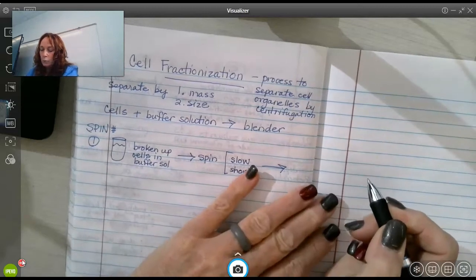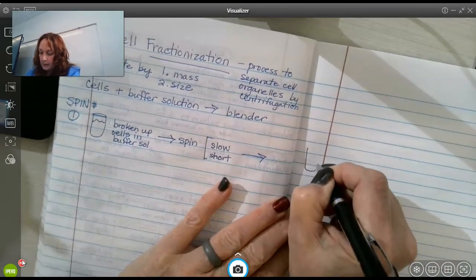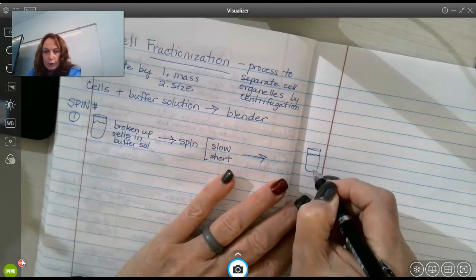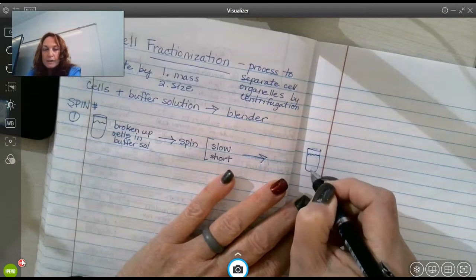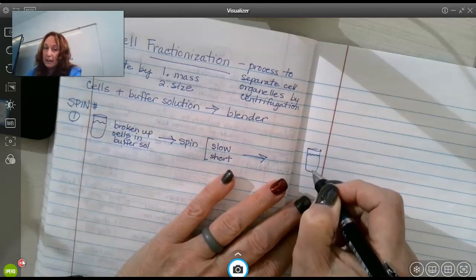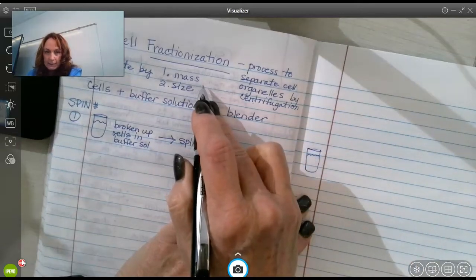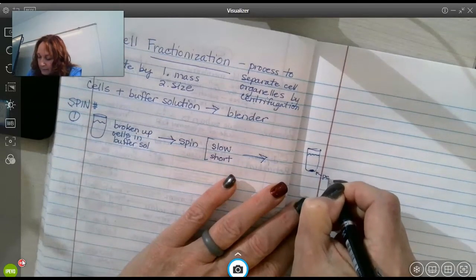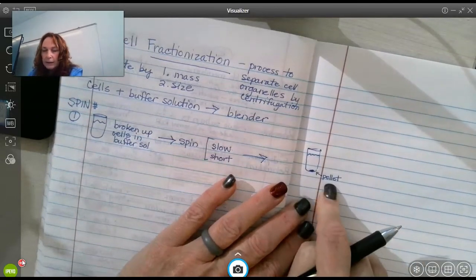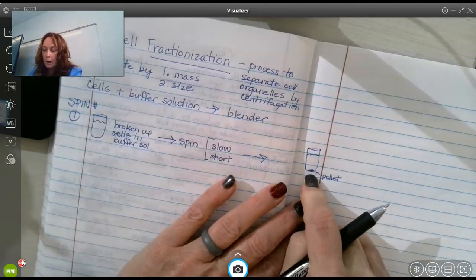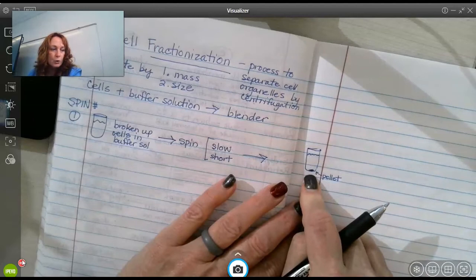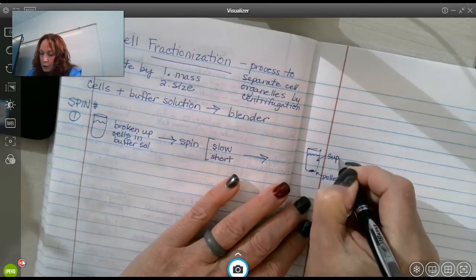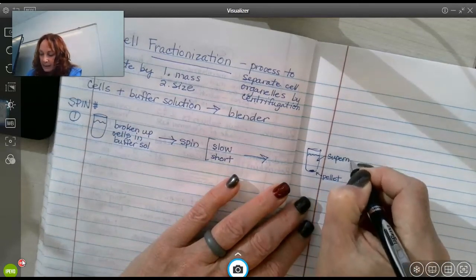When you're done, what you're going to end up with is, in your tube, you'll have the solution, and whatever was big, whatever is biggest or has the most mass, will be thrown down to the bottom, and this is called a pellet. So the pellet contains the largest of whatever's in the solution. So you throw down this. The liquid that's left is called the super, which means above, natant. Supernatant.